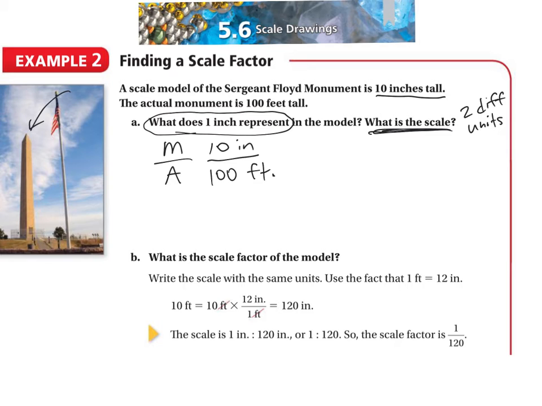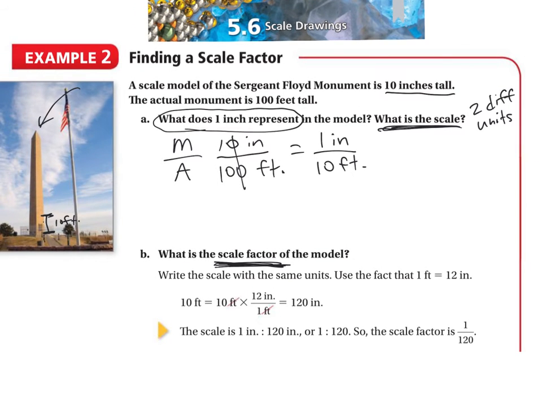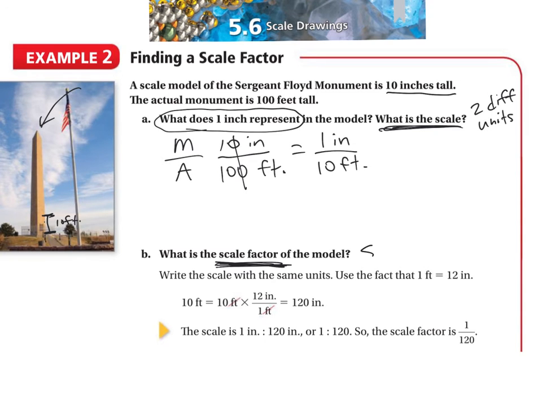So we can easily simplify 10 over 100 by canceling out my zeros. So 1 inch is equal to 10 feet. And that's all. That's what they want to know. The scale is that every inch on the model would equal 10 feet on the actual monument. Okay? Now, the scale factor is the second thing that you need to know, and it is always in the same units, and that's the key.